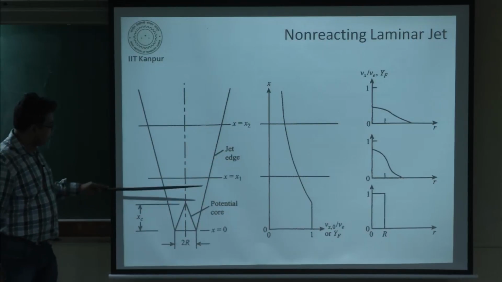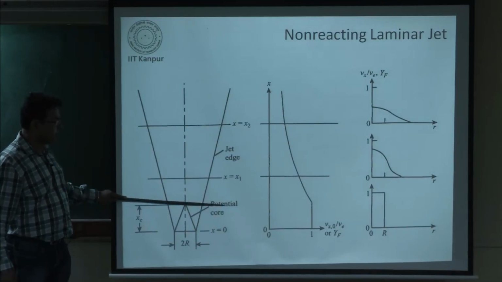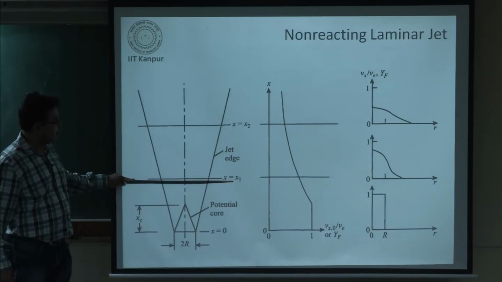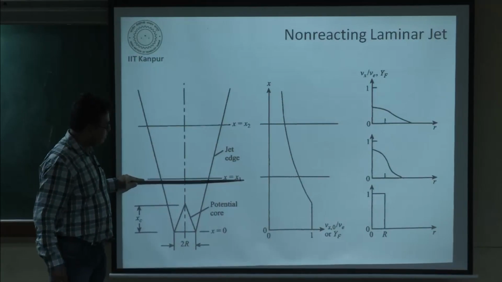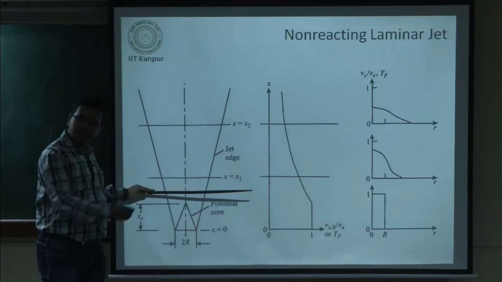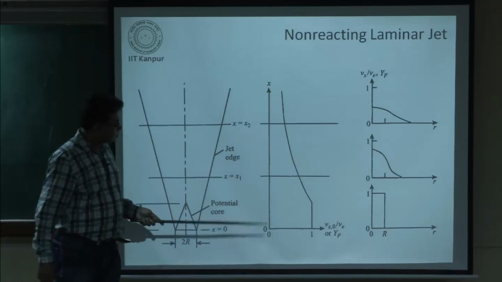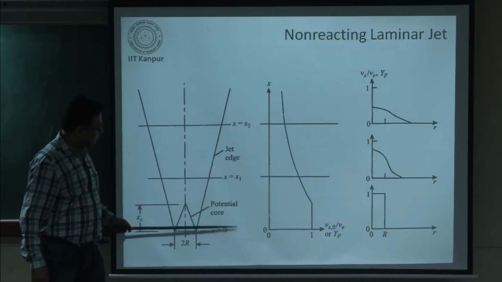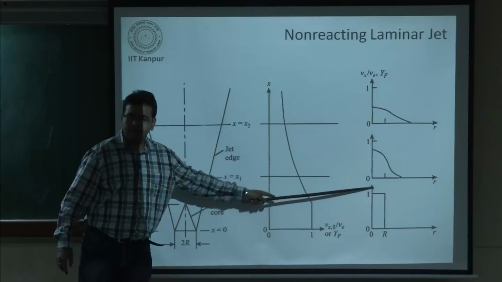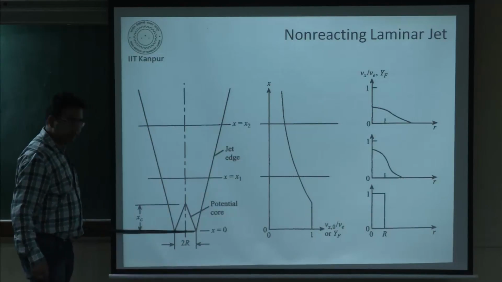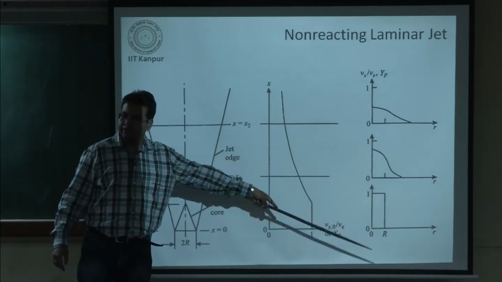Now, if you take sections sufficiently away from the potential core, right, at x equal to x1 and x equal to x2, you can draw the velocity profile and the concentration profiles, right. For example, at x equal to 0, your velocity may look like this, right. So, if you have the uniform jet velocity at the exit, represented by this top hat profile, you can get this top hat kind of profile there.